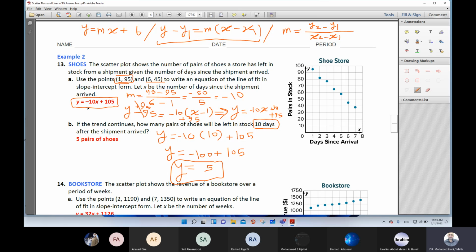And as you see here, we have negative in the slope. So as you see here from the graph, we have negative correlation. From the scatter plot here, we have negative. And here, as you see, we have negative.